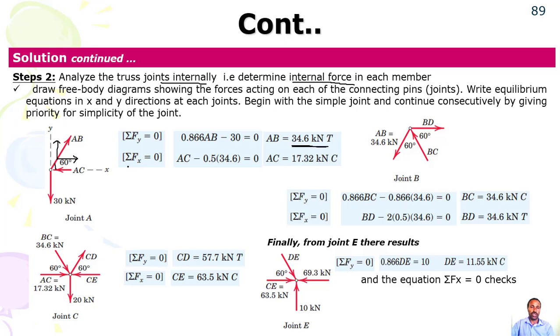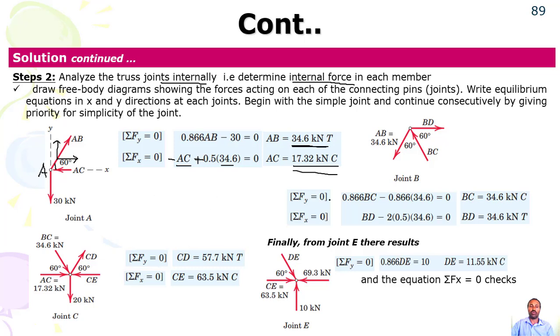Then summation of force in X equals 0. You have AC, which is in this direction, which is minus, then plus this one, which is cos 60. Cos 60 is 0.5 times this one, AB. Then AC will be a compression force. Then let's start from joint A. This is joint A.